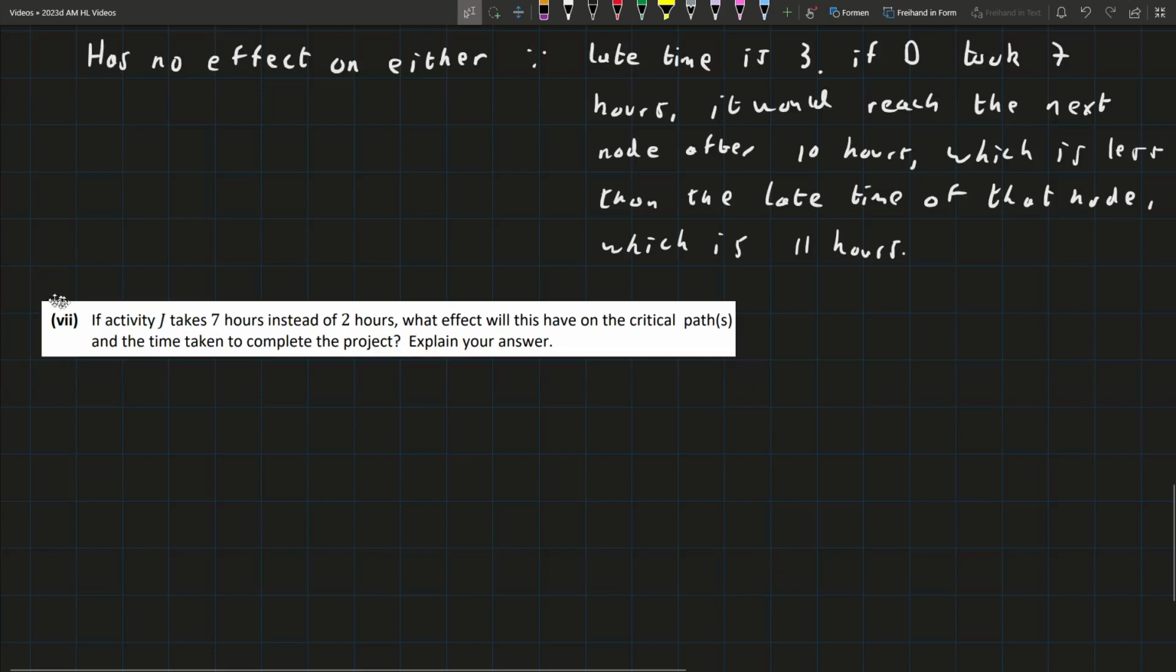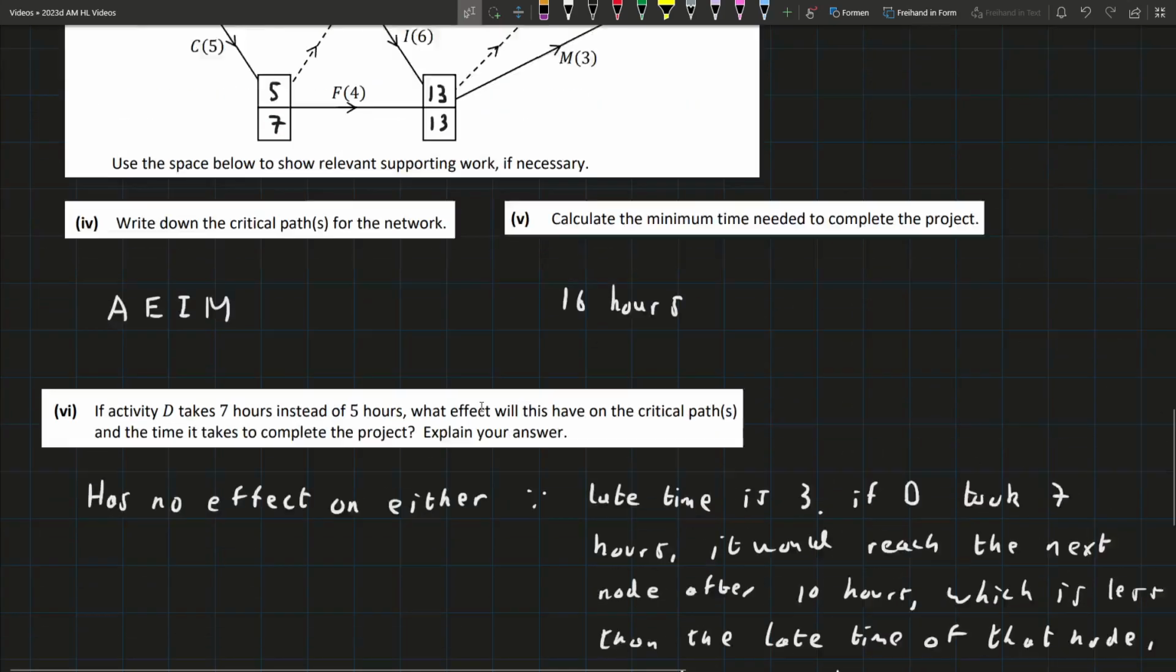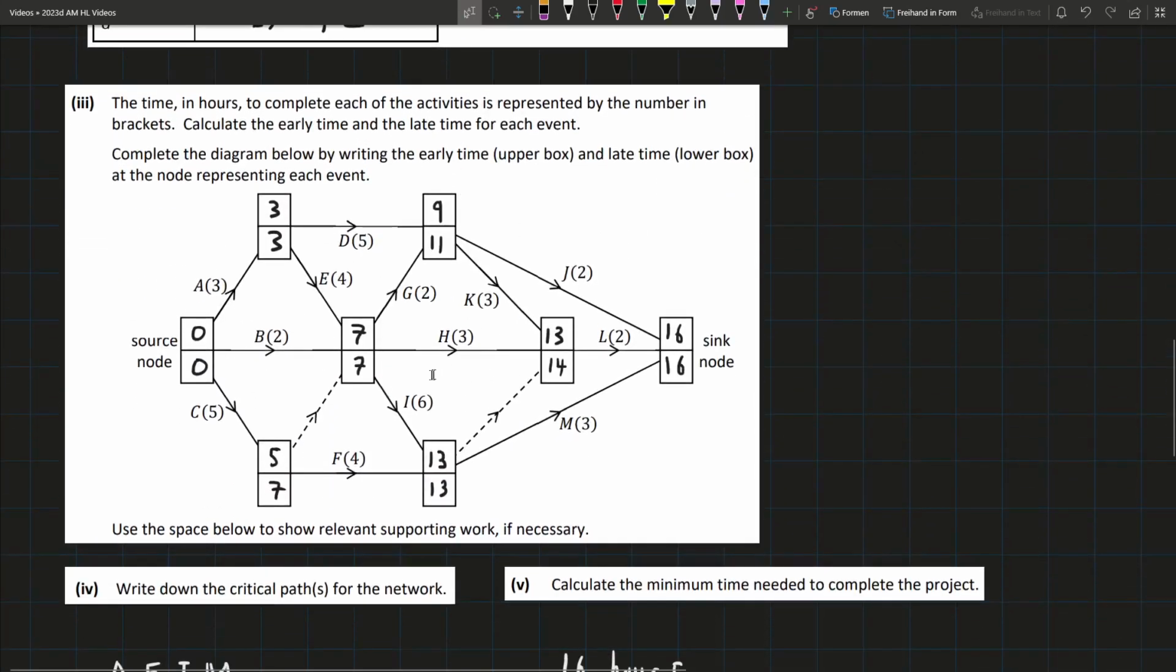In the final part 7, it says if J takes 7 hours instead of 2 hours, what effect will this have on the critical paths and the time taken? So let's have a look at J. So here we have J. If this was 7 hours, we won't have a problem here. If J was 7 hours, then 11 plus 7 brings us up to 18, and 18 would delay the project. But since we could technically reach this point after 9 hours, if we do 9 plus 7, we can get here in 16.